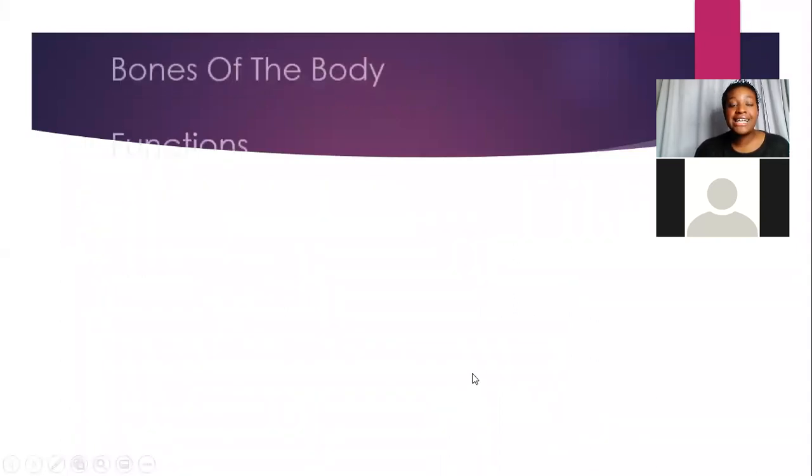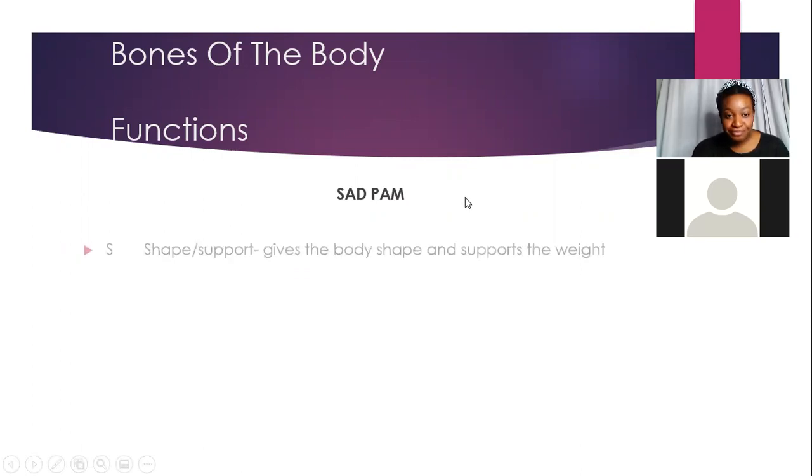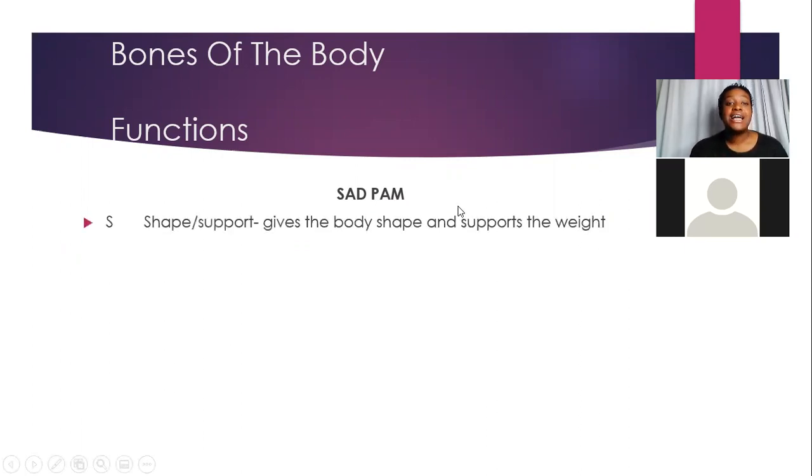So our first activity is going to be the bones of the body. And we're going to go through the functions first. A really good acronym that I like to use to remember what the functions of the skeleton are is SAD-PAM. So we've got S. So our skeleton and our bones give us shape and support, and it helps to support the weight of our body. It helps us carry ourselves around.